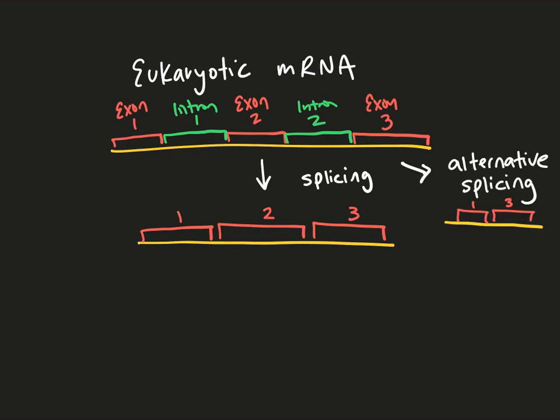You can also get splice variants through alternative splicing. So you can see here I've drawn an example where exon 2 didn't make it into the processed transcript. The splicing happened to join exon 1 to exon 3, skipping over exon 2. And what this means is that one gene can encode multiple different products.